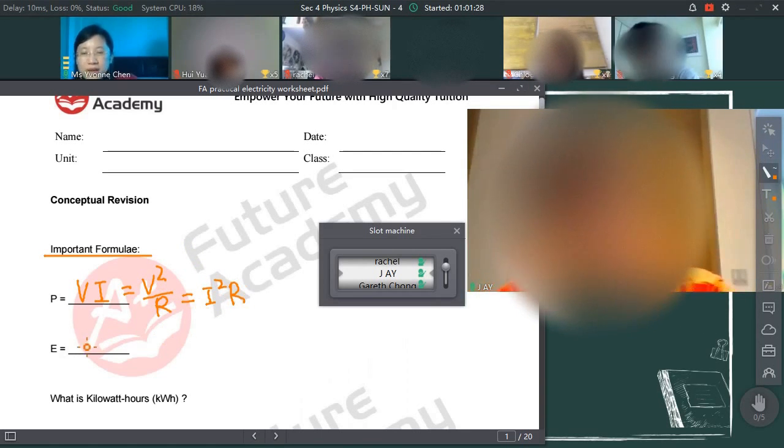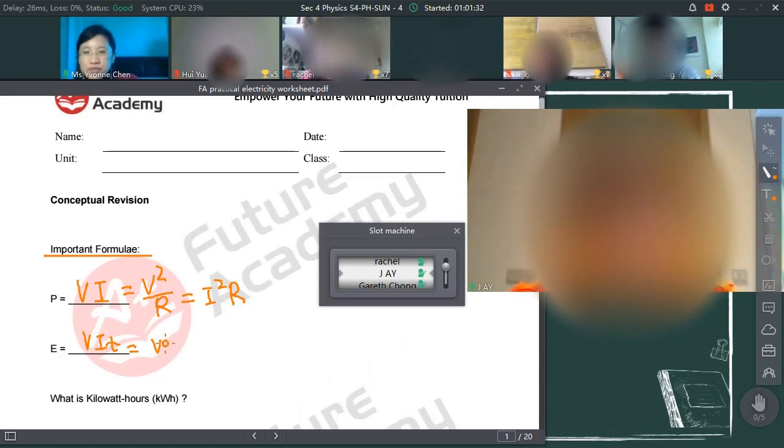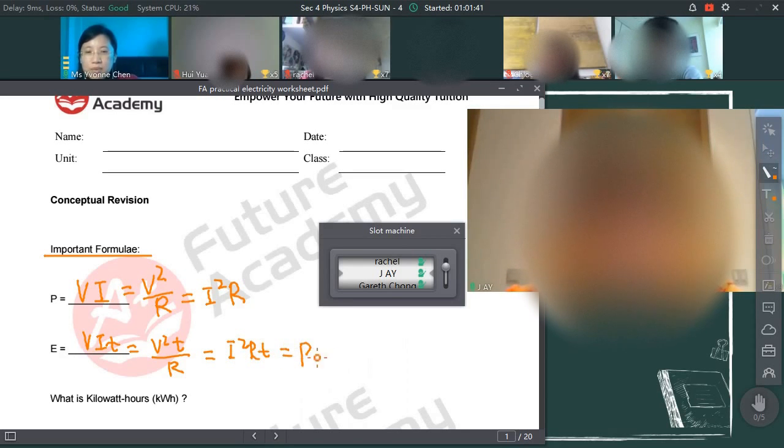So if we talk about energy, it could be V times I times T equals to V square times T divided by R, could be I square times R times T, could be all power multiplied by time.